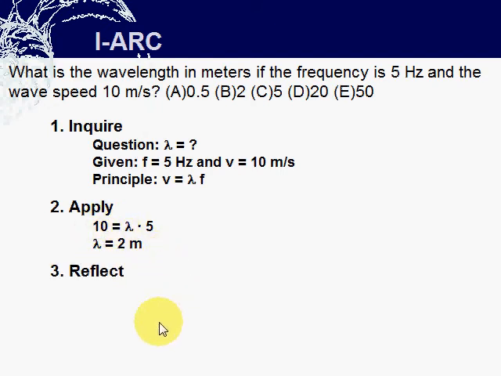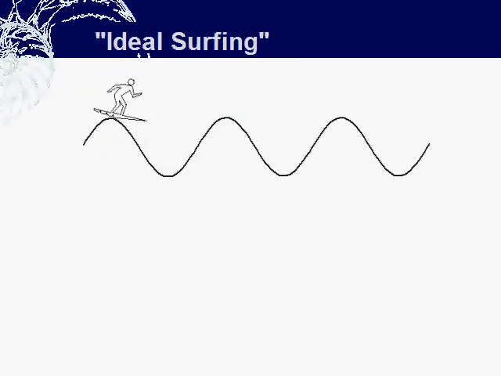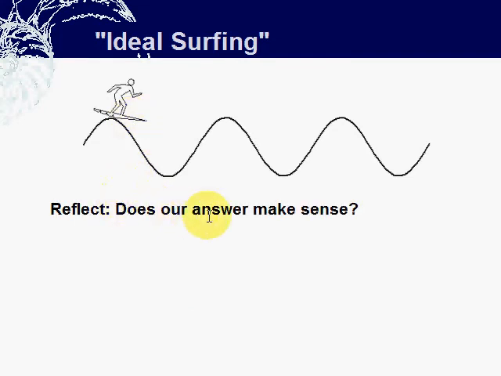2 meters. Well, let's reflect on this. Does that make sense? Well, let's look at a visual representation. In class, we saw the ideal surfer, and the ideal surfer here is on one of the crests, and we have a distance from one crest to the other, and this pattern or this wave or this water is going to move by in an ideal fashion to the right.